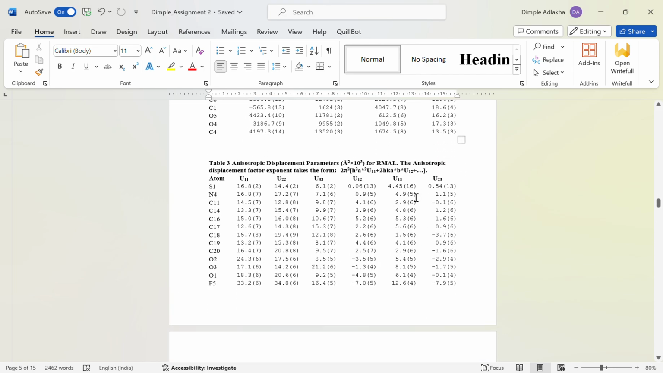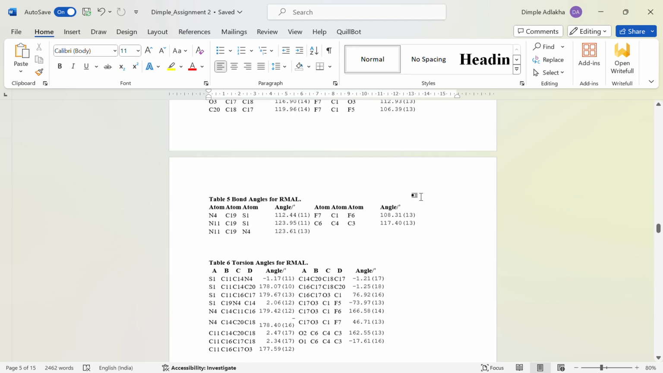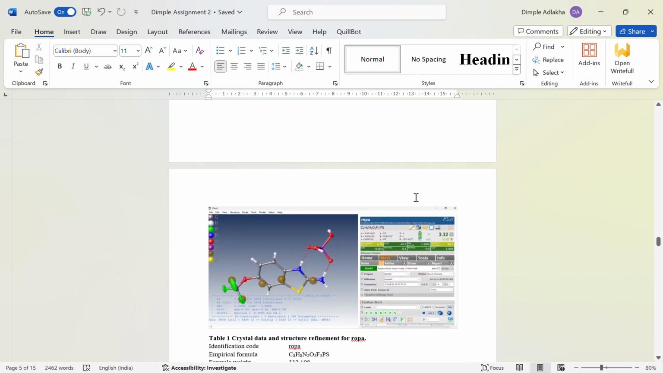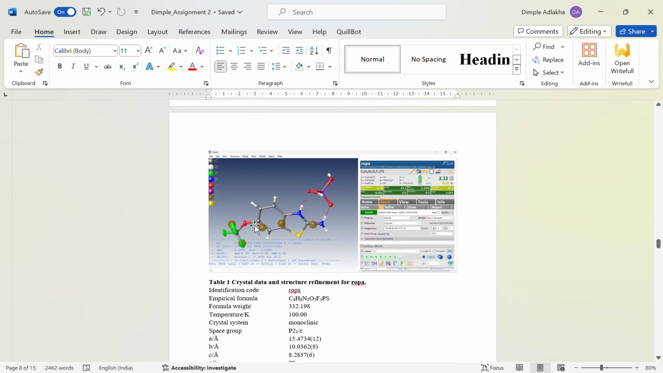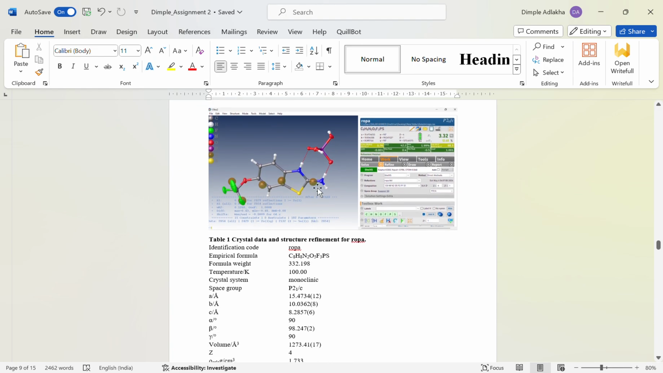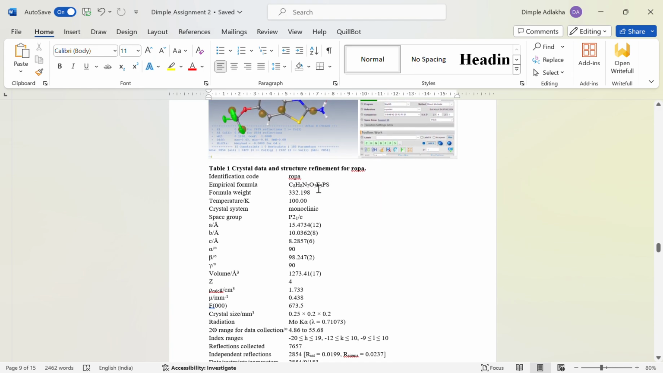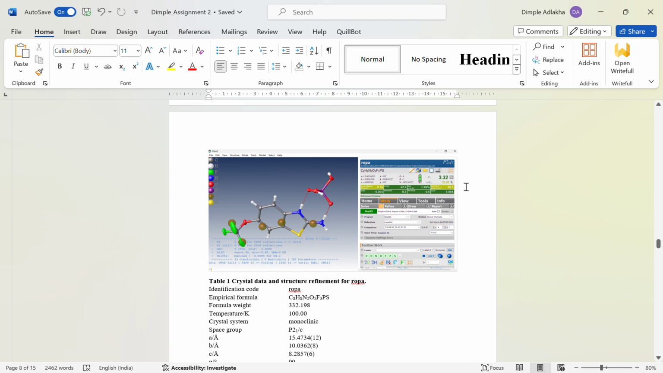and the same procedure we followed for the third data set. This was the crystal structure obtained, and this is the information. Here we get the R value of around 3.32%.